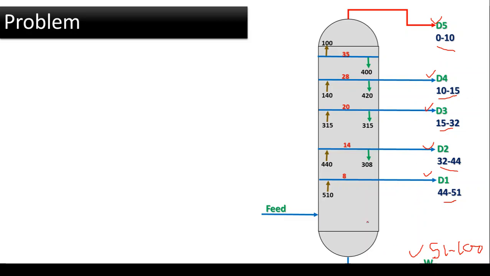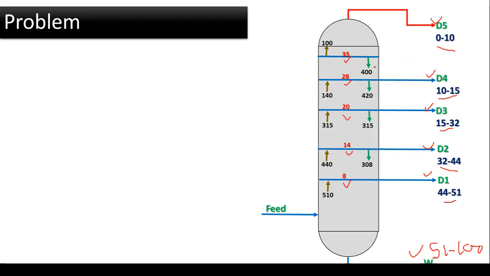So now come to the next step. These values are the number of trays. Here it is given that there are 35 trays in total. So on the 8th tray we have recovered D1, on the 14th D2, on the 20th D3, on the 28th D4, and 35 is basically the last one at the top, from where you can recover D5.